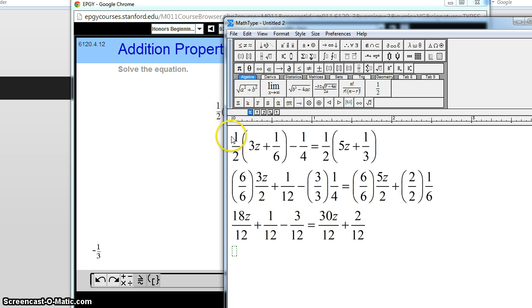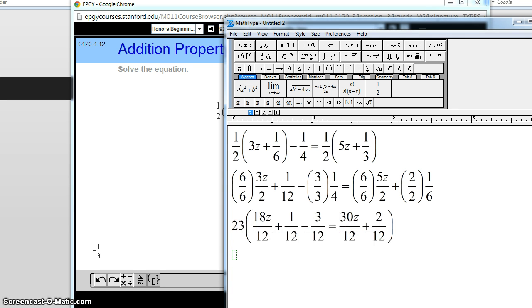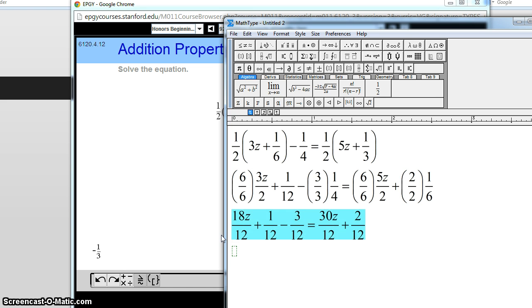Like I said, we could do this trick up here by multiplying everything by 2. You can add and subtract these, that's fine. But you could really multiply this entire thing by 12, and get rid of the 12s because you're multiplying 12 on each side. So it will stay the same. So why don't we do that? We multiplied both sides by 12, and that gets rid of the denominator, and you are left with 18z plus 1 minus 3 equals 30z plus 2. Okay, so from here you really should be able to solve this.